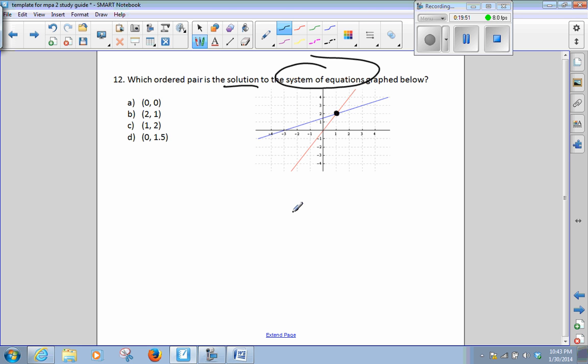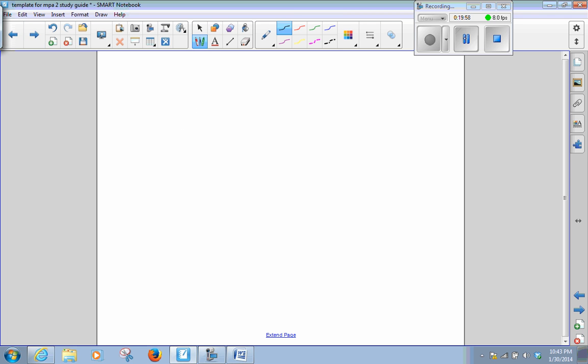We go over 1 and up 2 where they cross. So your answer has to be C.